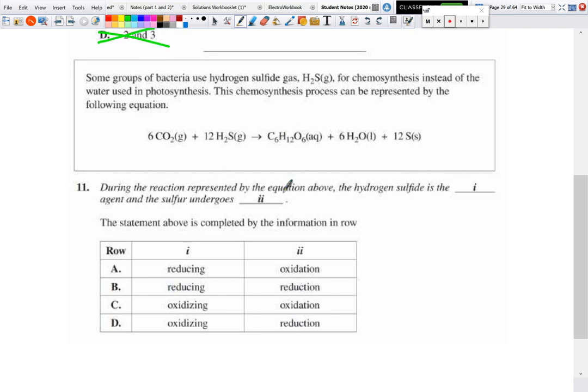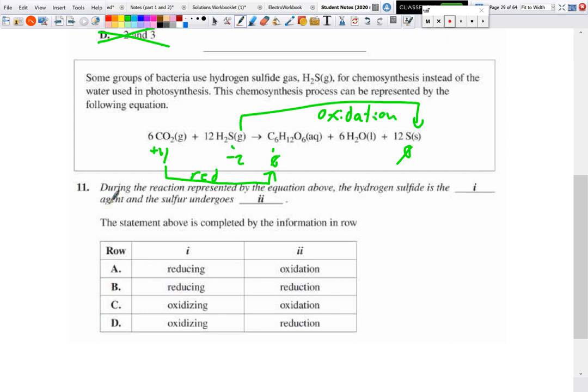But when you are done, what you should get is the oxidation numbers for carbon dioxide in this one right here, the carbon is going to be a +4. Sulfur right here is -2. Sulfur right here is 0. And then carbon in our glucose, I think in this one right here, is also 0. So we get carbon going from -4 to 0. Reduction, -2 to 0. Oxidation.